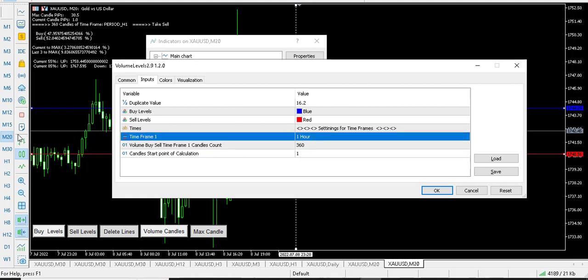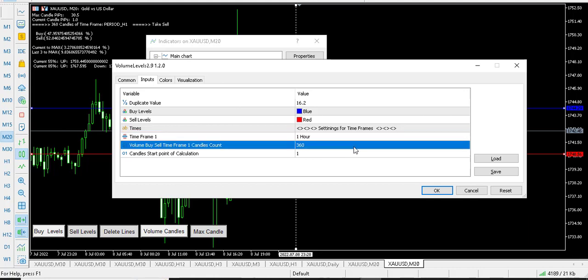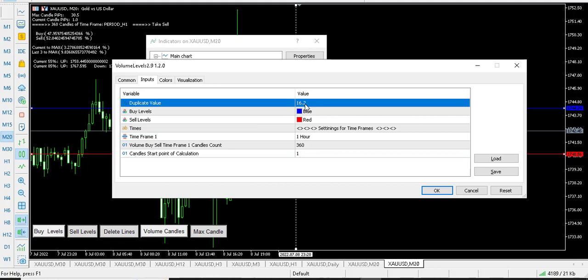I'm now on the 20-minute chart. I'm telling it, please, for 1 hour, scan the last 360 candles back, get me the biggest one, do your calculation, and later I want to see those levels. These buy and sell levels are based on a value I enter here, a manual value of pips for the price range you select.